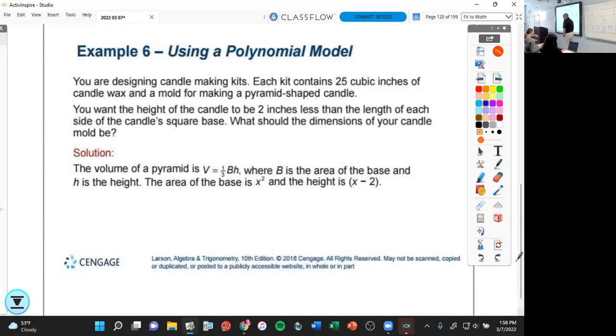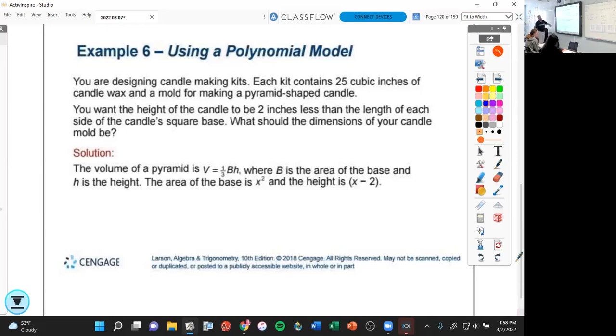To solve this, first of all, we need to know what the volume of the square pyramid is going to be. What's the volume of the square pyramid? 1/3 Bh, right? What's capital B mean? Area of the base. What's the shape of our base? A square. What's the area of a square? Length times width, but if it's a square, huh? Length squared, or x squared.